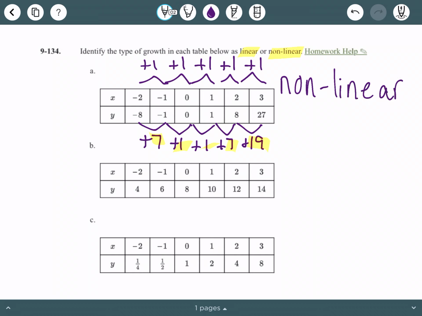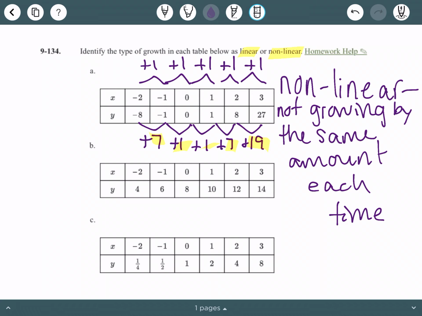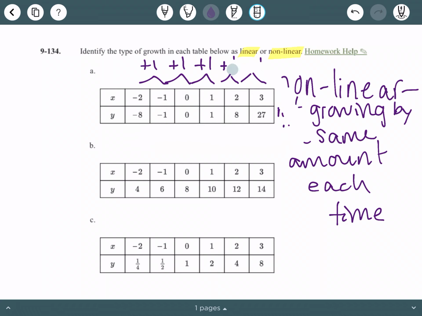Now it does not specifically tell you to explain why it's linear or non-linear, but it wouldn't hurt to add that it is not growing by the same amount each time. Just writing it, I feel like, sometimes helps you to remember the difference between linear and nonlinear. So I am going to erase this before I move on to B, just so it's not such a cluttered mess.